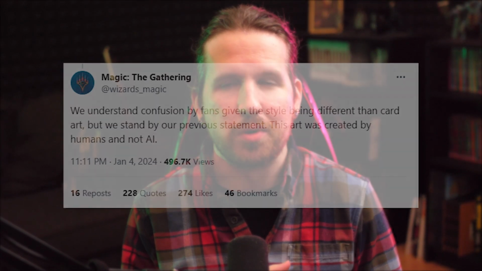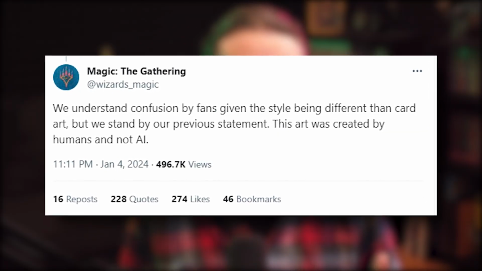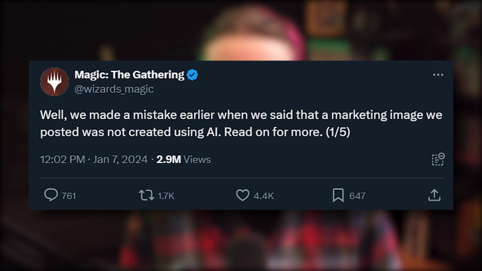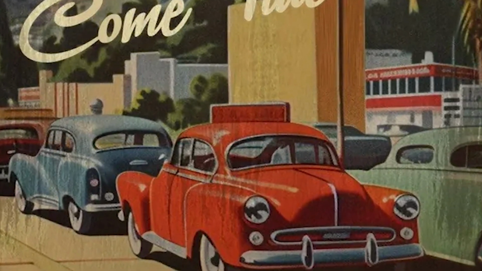However, that did not stop Magic the Gathering publisher Wizards of the Coast from vehemently denying it, at least at first. They came around later and admitted it. Just for fun, let's do a lightning round. Here's an early ad for Amazon Prime's Fallout series. Looks fine to me so far. Oh, that car has headlights on its trunk.